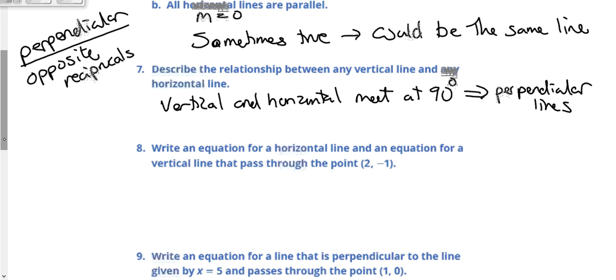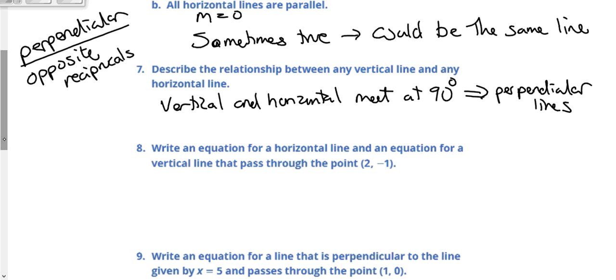So, all right, this is part of kind of like your homework. So you may want to pay attention if you've started zoning out a little bit. You need to write an equation for a horizontal line and an equation for a vertical line that pass through the point 2, -1.